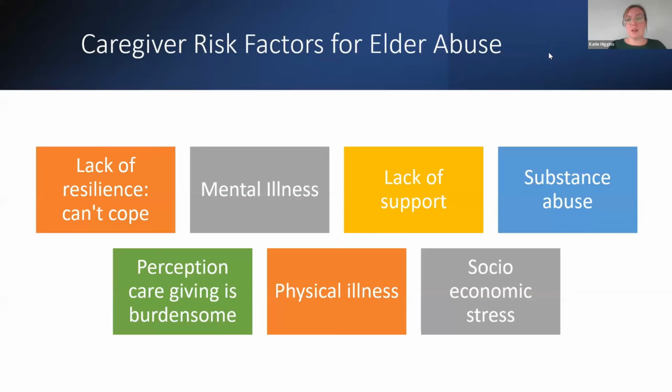So when we think of our caregivers for that older population or our clients with additional needs, there are some risk factors in what makes that person more likely to abuse a vulnerable adult. So lack of resilience has been noted as a risk factor. The perception of caregiving as burdensome. So if they feel the person that they're looking after is a burden, then they're more likely to not give the best care to that person.